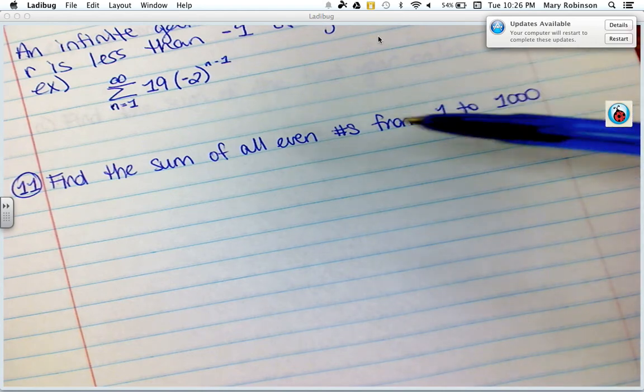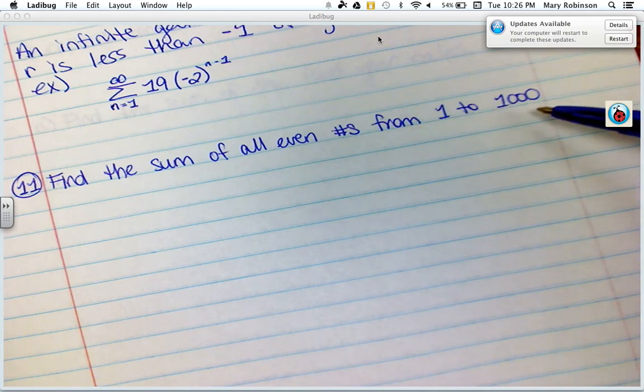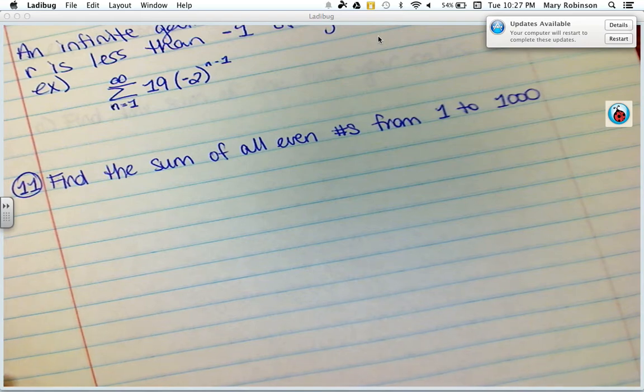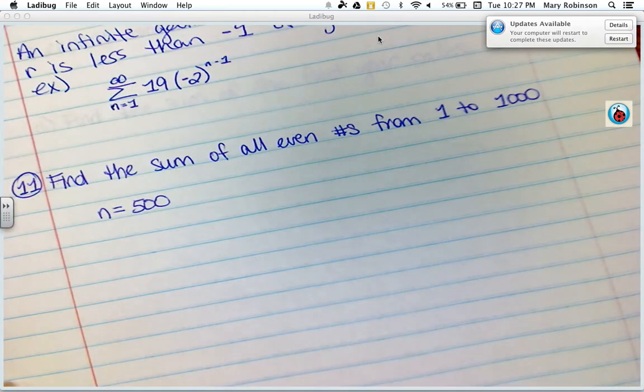So the numbers 1 to 1,000, that's 1,000 numbers. We're only summing the even ones. We know that half of the numbers are even and half are odd. So 1,000 divided by 2, because we're only summing the even ones, gives us 500. So our n, the number of terms, is going to equal 500 because the even numbers are only half. Alright, and we're trying to find the sum.